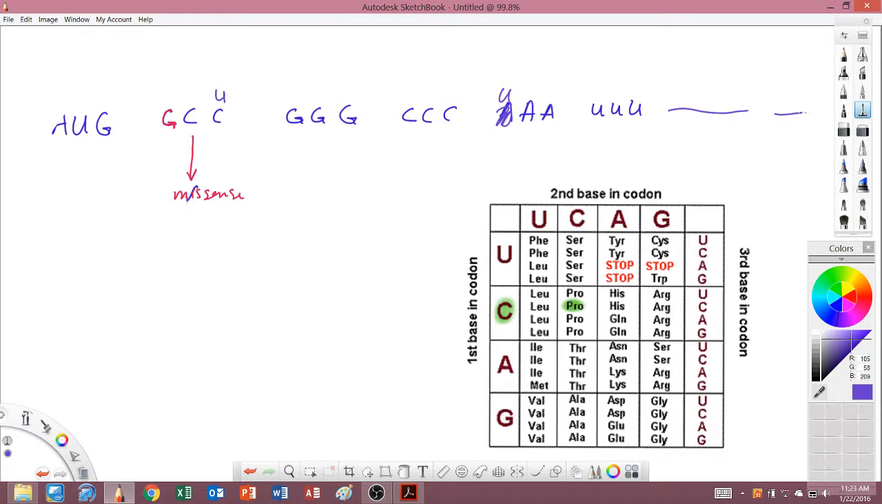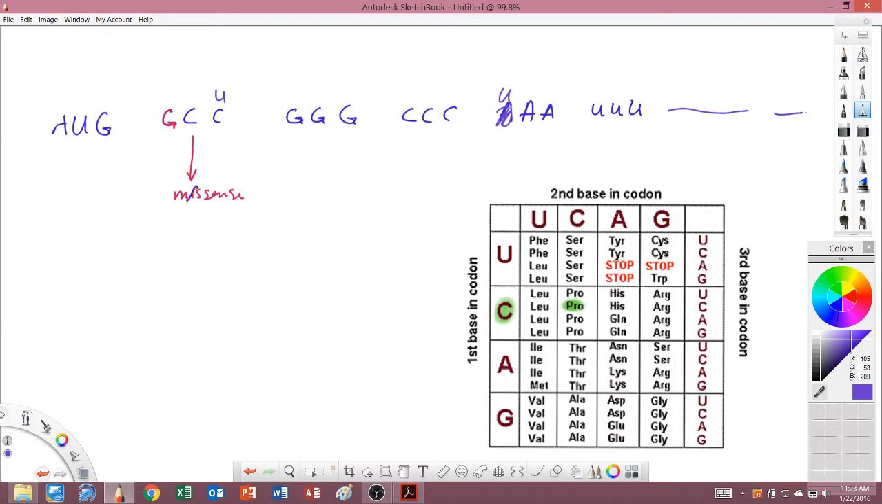Nonsense mutation. Okay. Silent mutation, the protein product or the amino acid didn't change. Silent mutation, amino acid sequence did not change at all. There was a mutation, but amino acid did not change. It's silent. Missense, it still makes sense, but it's missense. Instead of being alanine, it's glutamine.